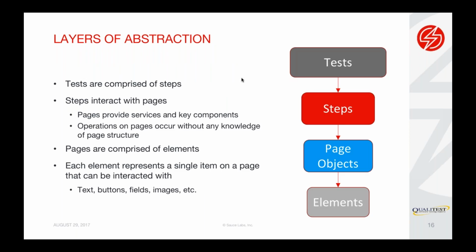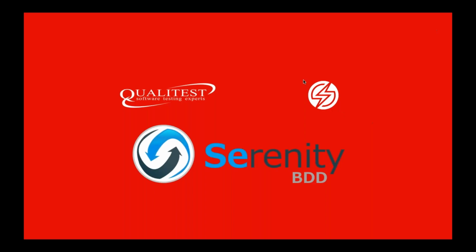There are 4 layers of abstraction when using page object model. There are the tests that define what you are going to do, and the steps that define how you are going to do it. The page objects contain the elements that define how to find the real elements and how to interact with them.